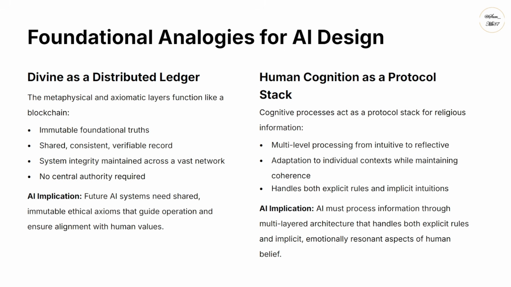So here, the takeaway for AI is future systems need their own shared, immutable ethical axioms, foundational values that guide operation and prevent drift. And they must be built with a multi-layer architecture capable of navigating not just logical rules, but also the nuanced, often intuitive way humans understand meaning and also morality.